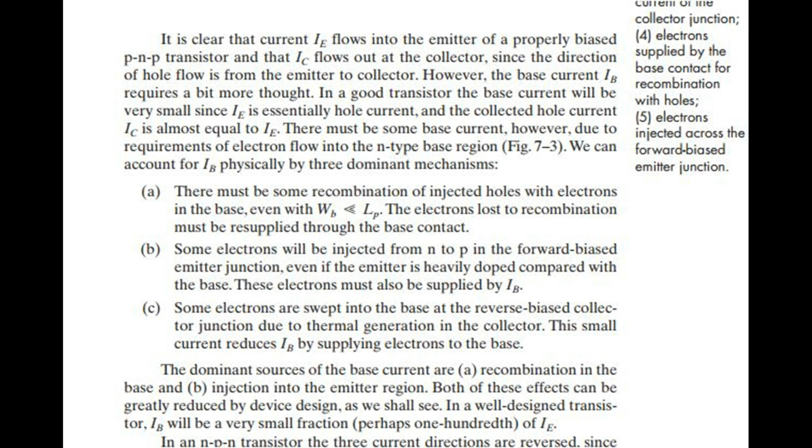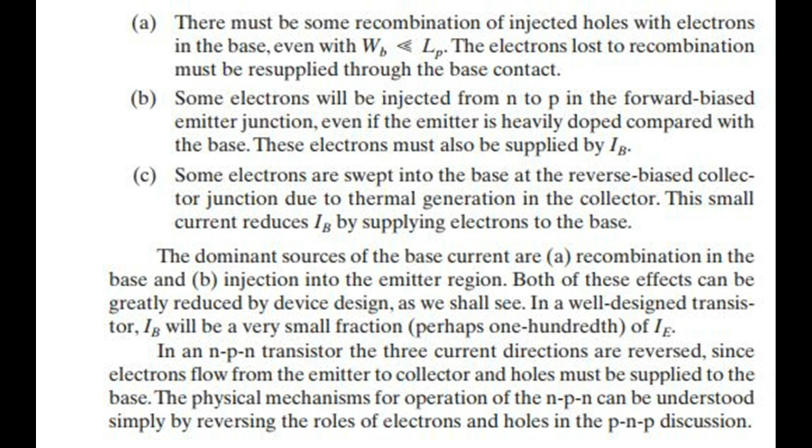We can account for IB physically by three dominant mechanisms. A. There must be some recombination of injected holes with electrons in the base, even with small WB/LP. The electrons lost to recombination must be resupplied through the base contact. B. Some electrons will be injected from N to P in the forward-biased emitter junction, even if the emitter is heavily doped compared with the base. These electrons must also be supplied by IB.